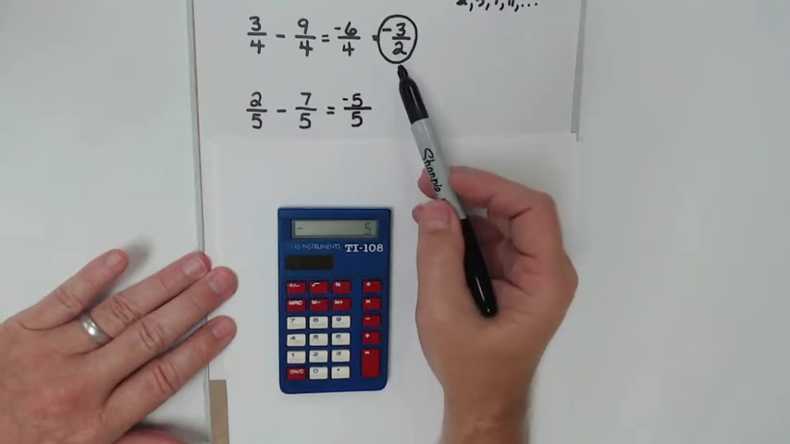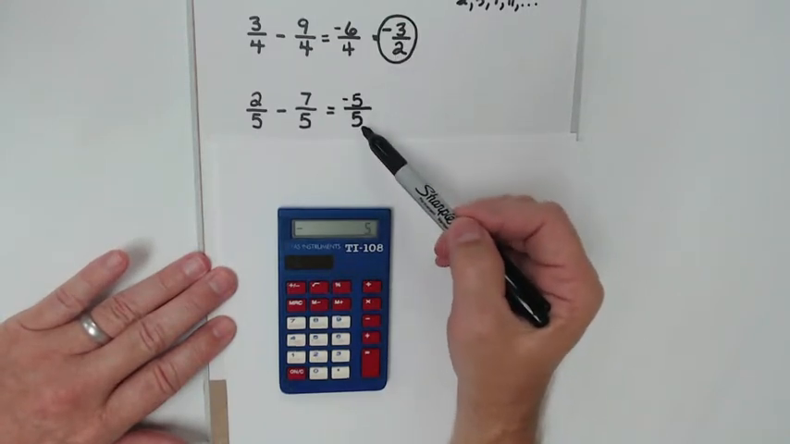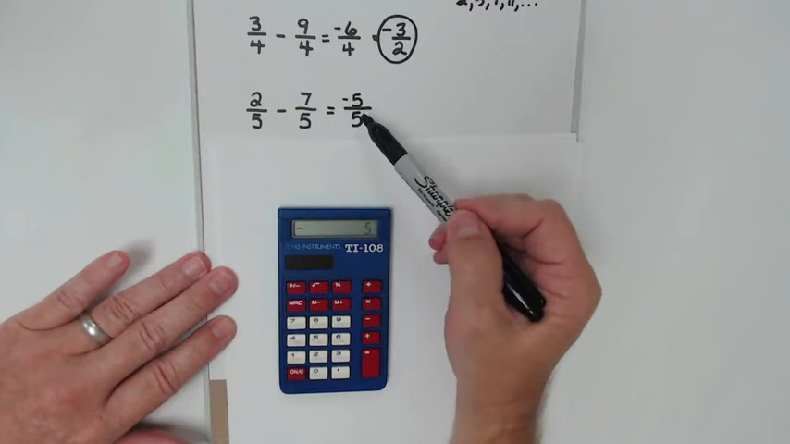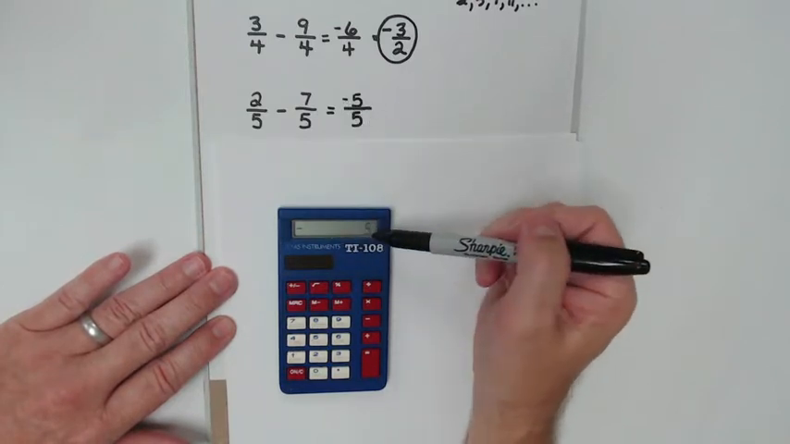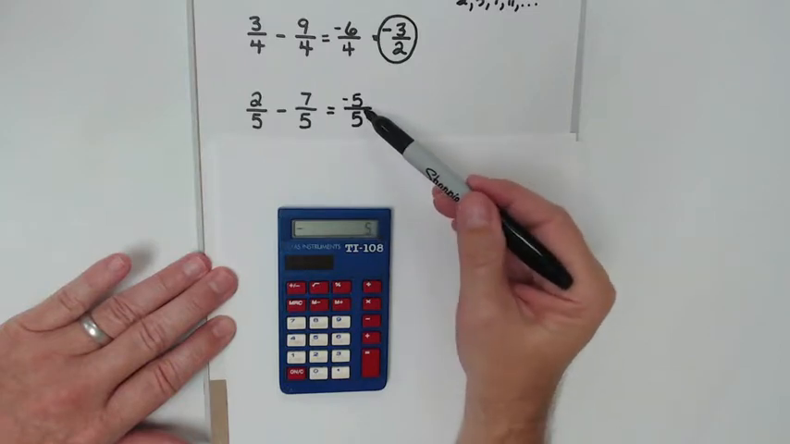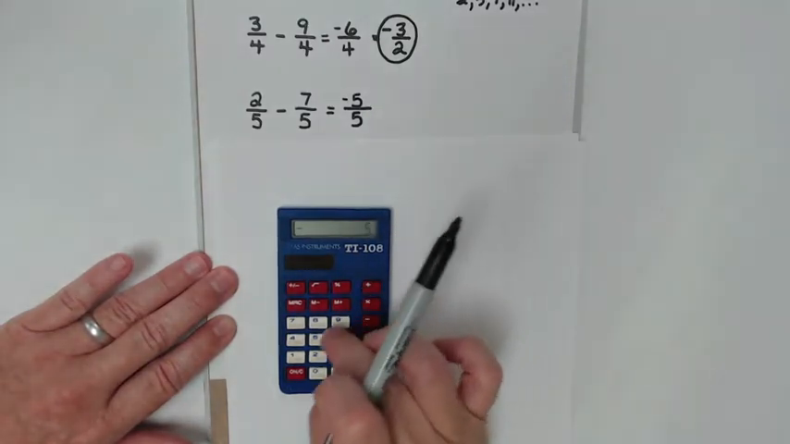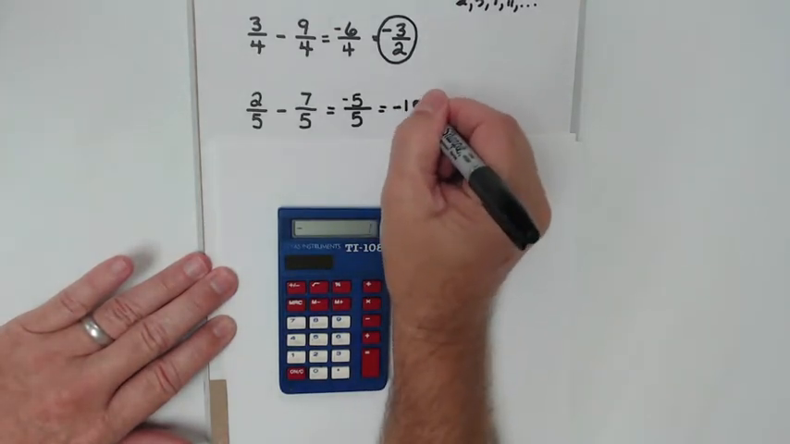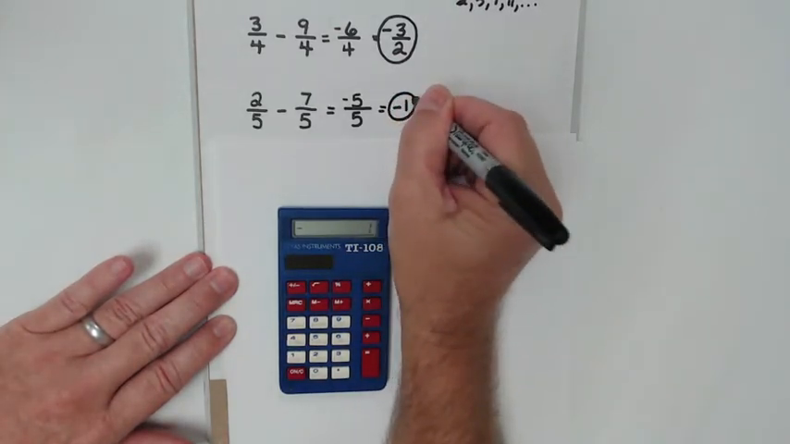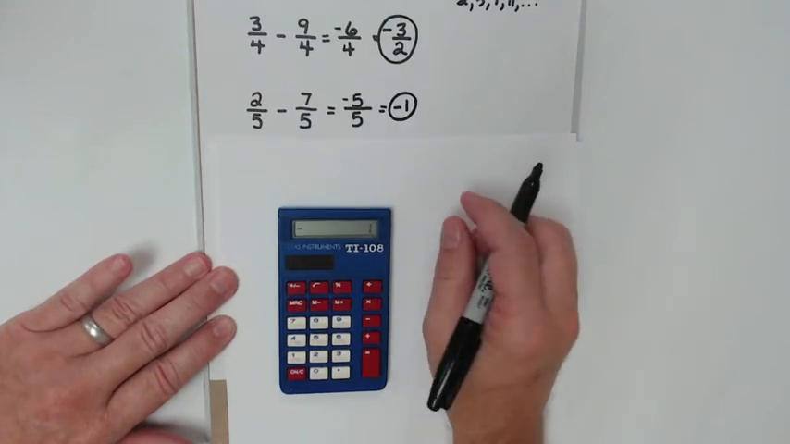Before I simplify any fraction, the very first thing I need to check is to see if these numbers can be divided. Notice I've got -5 already in my calculator. The only thing I need to do next is divide by 5. Divided by 5, and I get the integer -1. No reason to simplify this one.